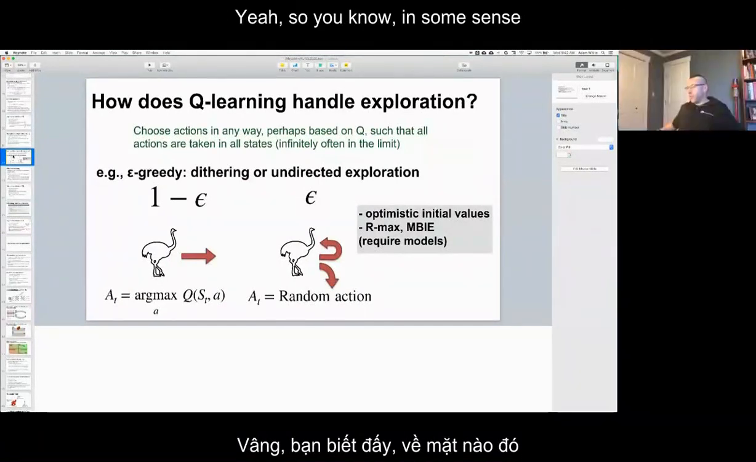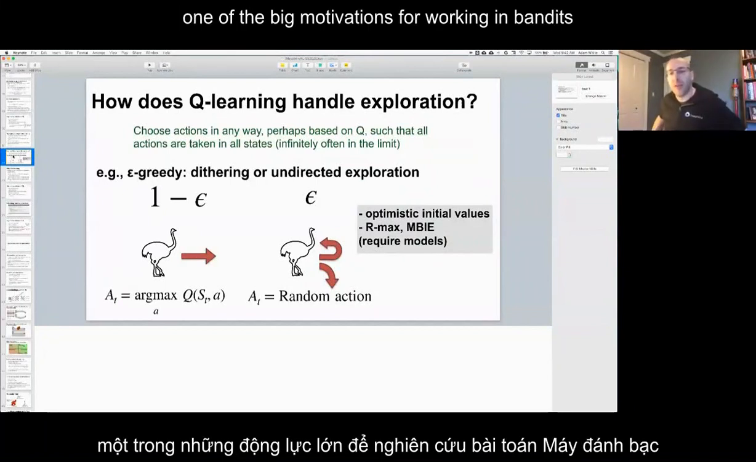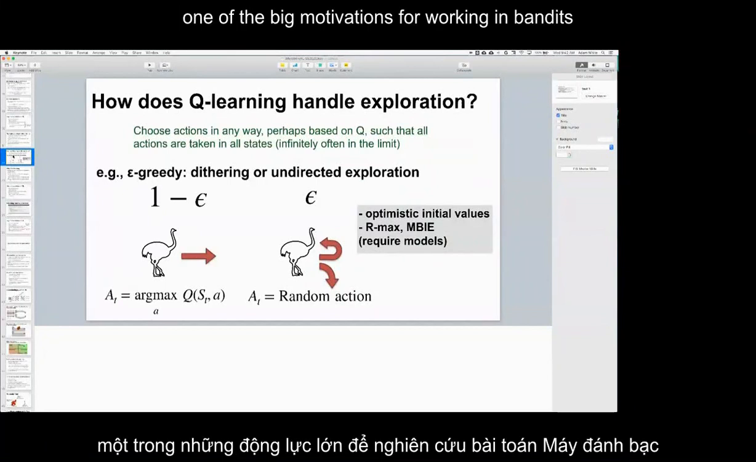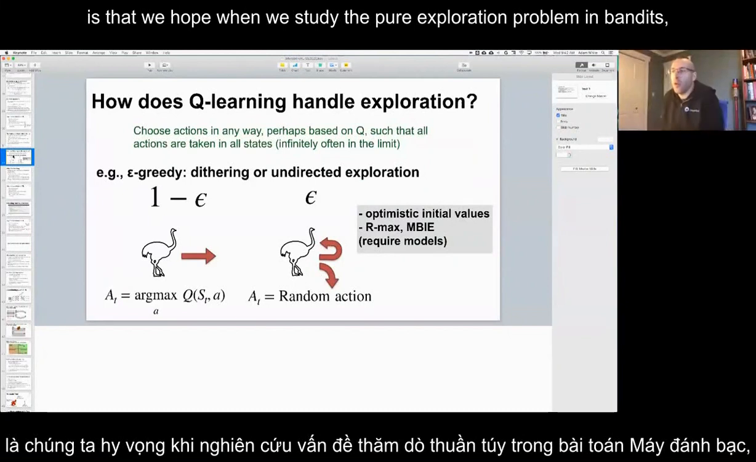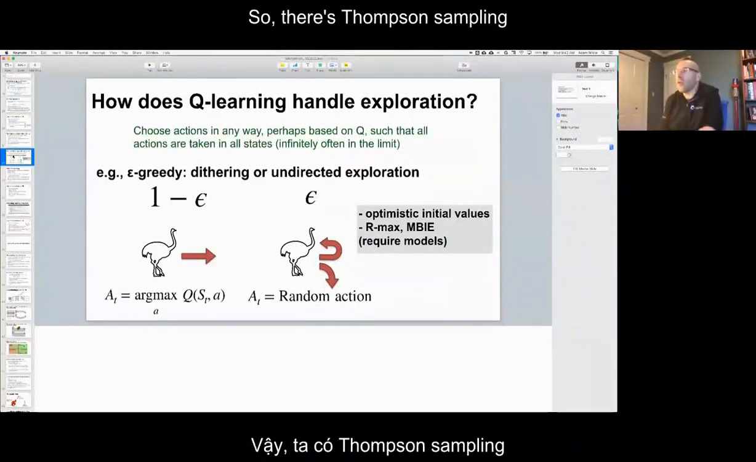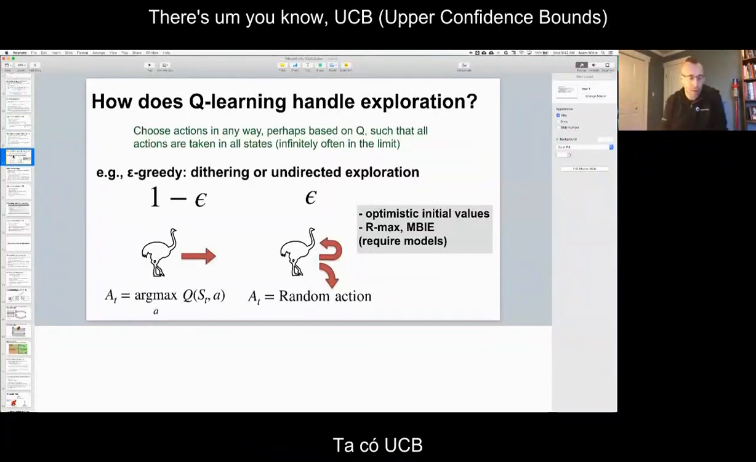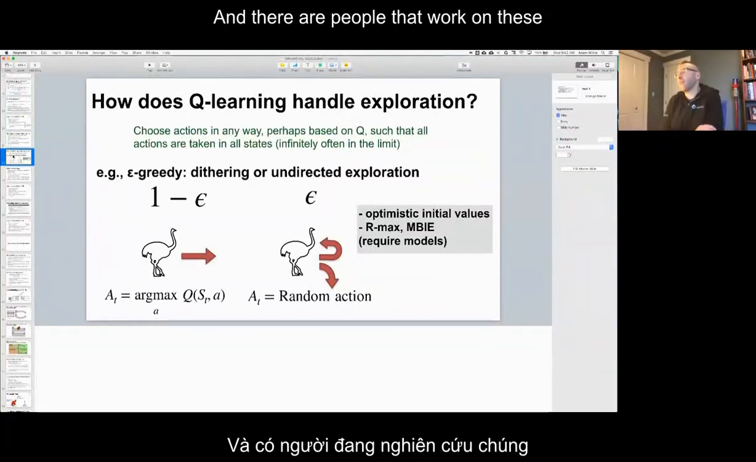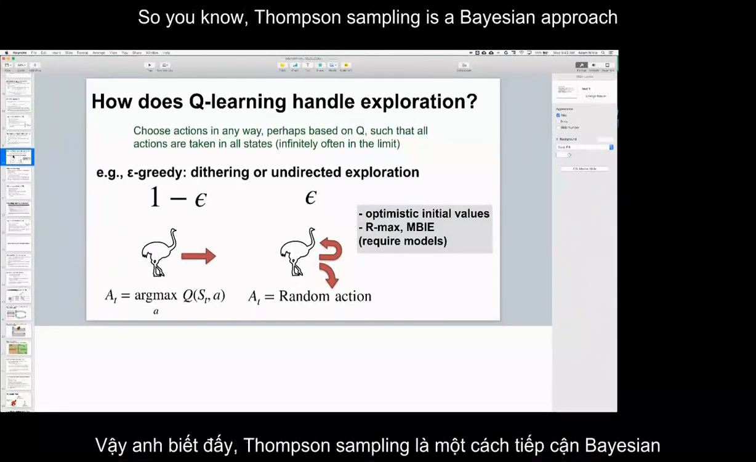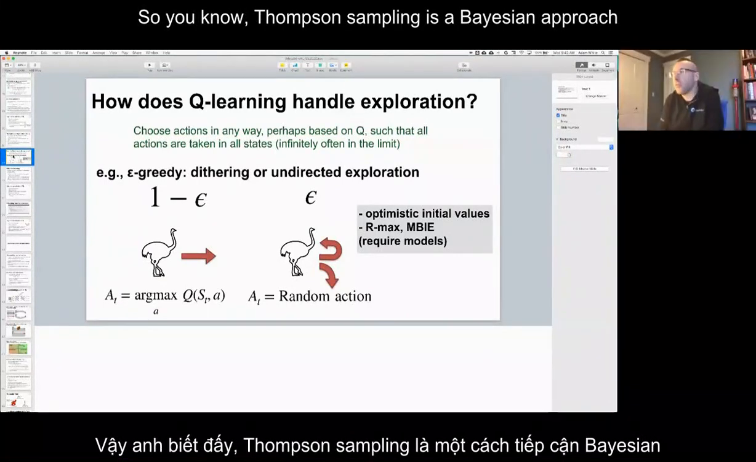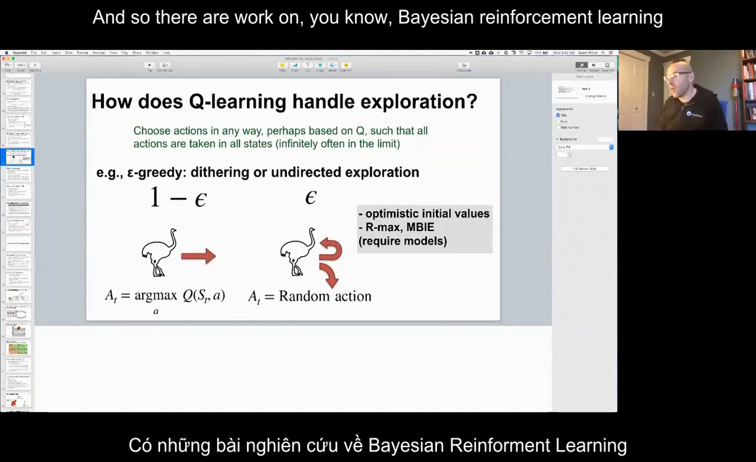Yeah. So in some sense that's one of the big motivations for working in bandits: we hope that when we study the pure exploration problem in bandits, we can come up with ideas that transfer over. There's Thompson sampling, there's UCB, and there are people that work on these. Thompson sampling is a Bayesian approach, and so there is work on Bayesian reinforcement learning.